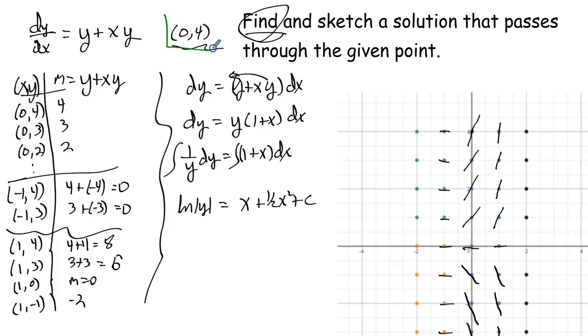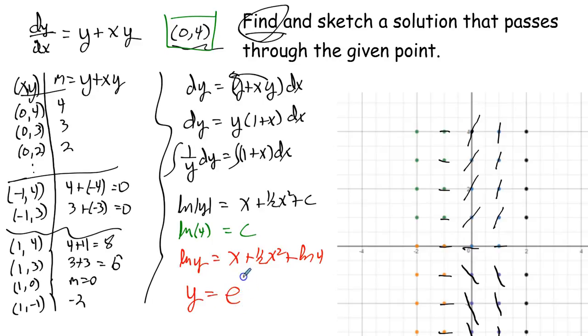Alright, now they have identified a point to find the solution that goes through it. So this is a particular solution passing through 0, 4. So if ln of 4 makes this equation true when x is 0, then we know c is natural log of 4. Alright, so finishing, I can say that natural log of y is x plus 1/2 x squared plus ln of 4. Well, I want y in terms of x, which would mean I shall e-base both sides of the equation, getting y equals e to the x plus 1/2 x squared plus natural log of 4. And that's about all I can do with that.